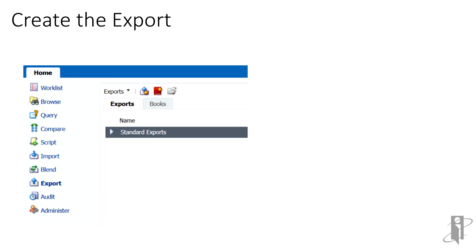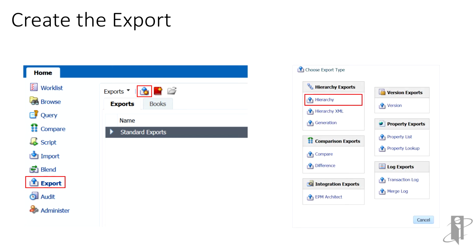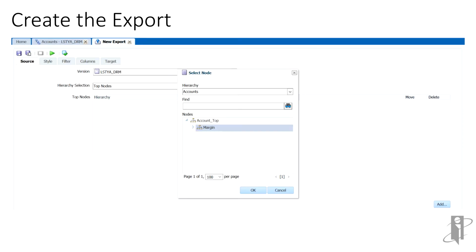Now let's create the export. Go to the Home tab, click Export, then New Export, and select Hierarchy as the type of export. Once there, select the version you want to work with. In my case, LSTYA_DRM.